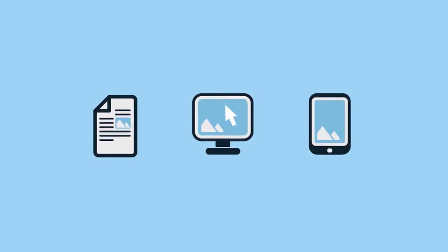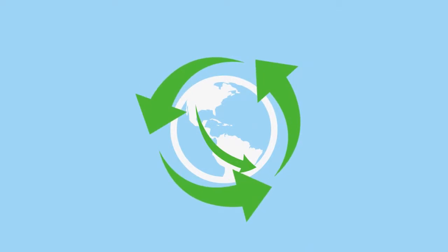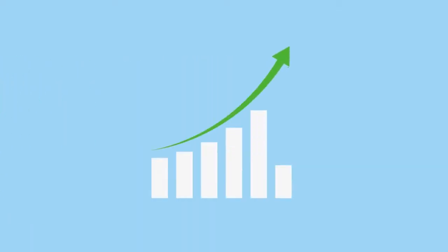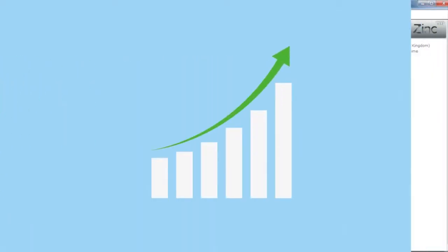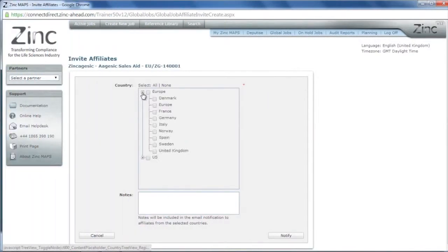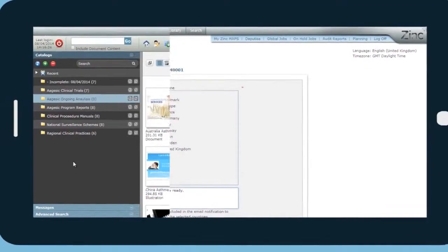We know that the management of materials doesn't end at approval. The need to store digital assets, search for them easily, and share them quickly with other markets for reuse or repurposing is essential in maximizing ROI. With a couple of clicks, Zinc lets users share materials between affiliates in a structured and secure manner, helping to deliver significant additional return on investment.